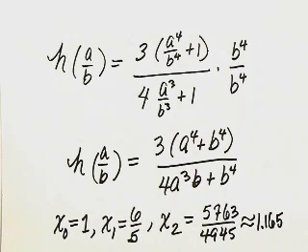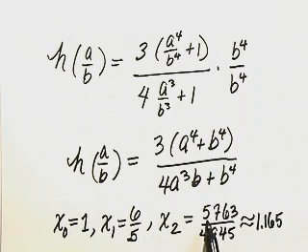If you're computing by hand and you have the time and energy to do it, you would now replace the a in this expression by 5,763 and replace the b everywhere by 4,945, and you'd get a tremendously long fraction, and you get better and better approximations of the root.